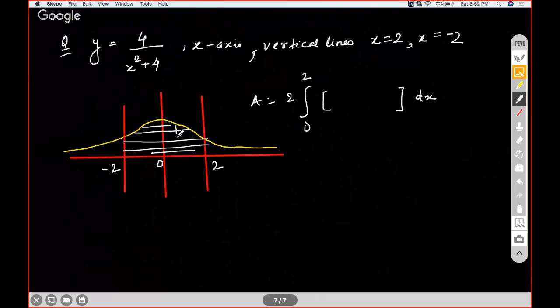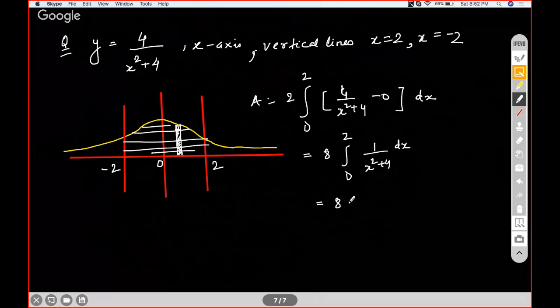Again, draw a strip, and you will come to know from where to where, and what minus what you have to do. So here, upper minus lower. What is the y of the upper? 4 upon x minus 1. What is the y of the lower? 0. So you have to integrate this. So that means you have to integrate 8 times the integral from 0 to 2 of 1 by x square plus 4 dx.